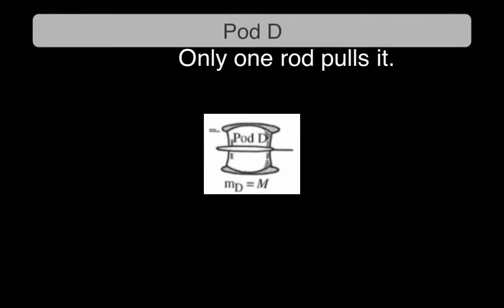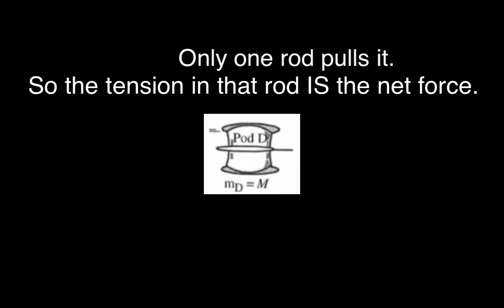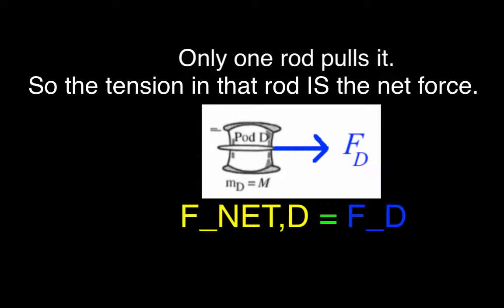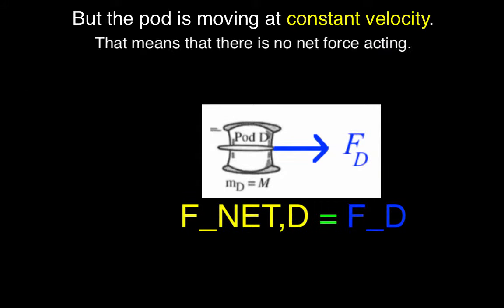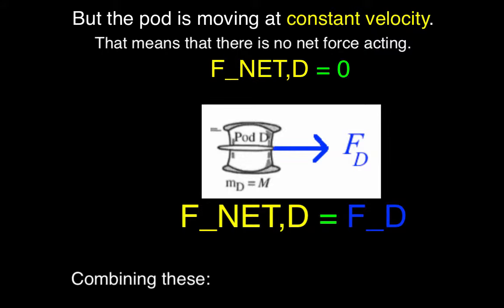Pod D. Let's consider pod D. Only one rod pulls on it, pulling it forward, so the tension in that rod is the net force. In other words, F net D is just Fd. But the pod is moving at constant velocity, which means there is no net force acting. Thus F net D is 0, and combining these means that Fd is 0, or there is no tension in the rod D.